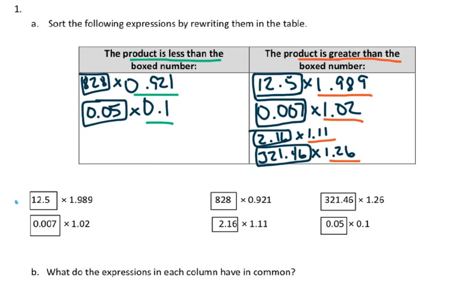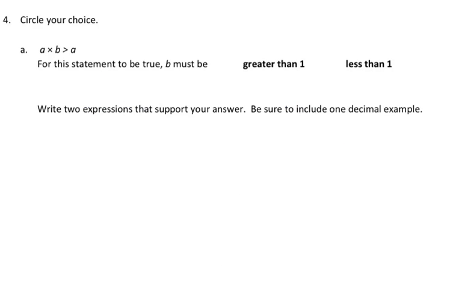Okay, so now let's take a look at number 4. And 4 says, circle your choice. A times B is greater than A. And for this statement to be true, B must be either greater than 1 or less than 1. And write 2 expressions that support your answer, and be sure to include 1 decimal example. So for this to be true, we just showed you in the previous one, for A times B to be greater than A, the multiplier has to be greater than 1.